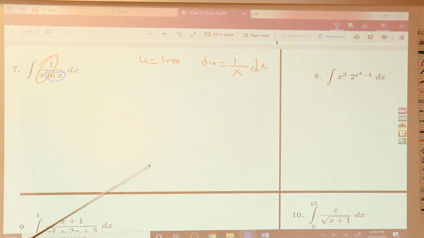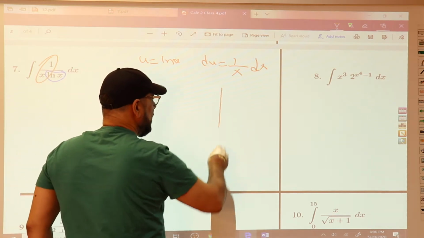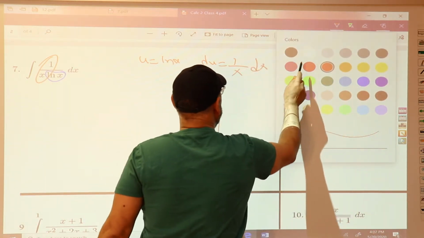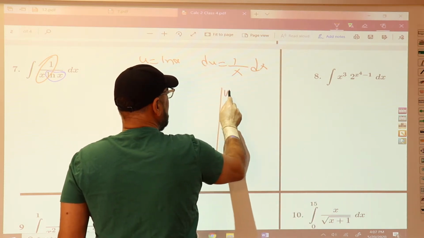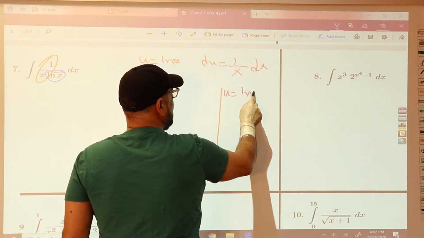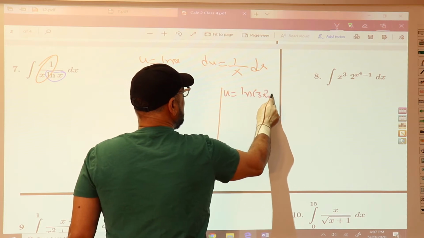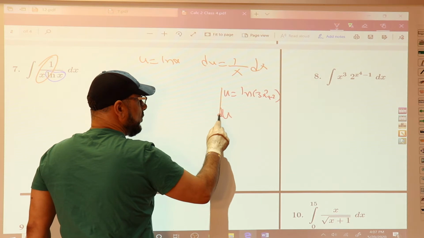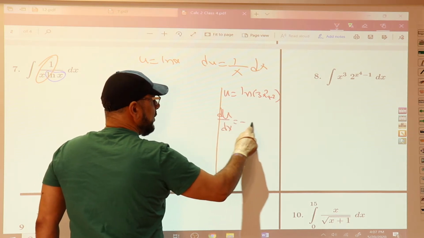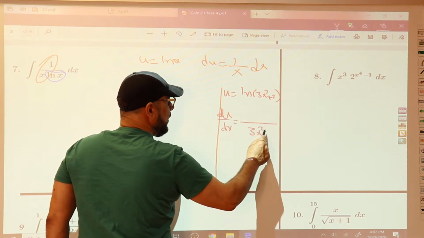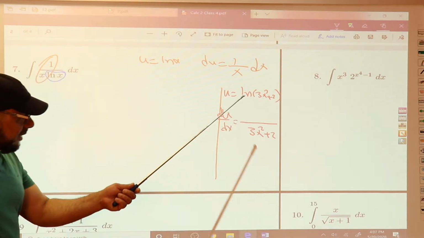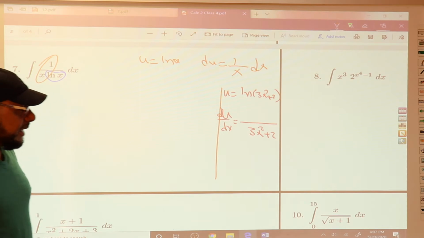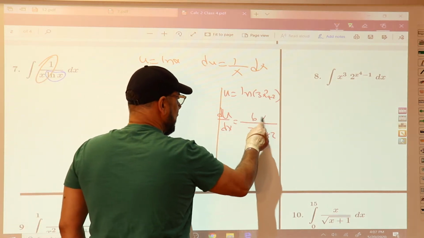the derivative of ln x. Just in case there is some new student watching us who doesn't know how to find the derivative of the ln: u equal ln of 3x squared plus 2. Look how we derive it. u prime or du over dx: you keep everything after the ln in the denominator, then you derive it in the numerator, which is 6x.